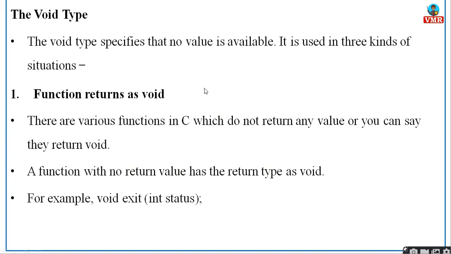The void type specifies that no value is available. And this void type is generally used in 3 different situations. First one is function returns as void. There are various functions in C which do not return any value, or you can say that they return void. See, I had performed some addition, but I'm not going to return any value for that. I mean, value for the user. So that time you can tell it as a void function.